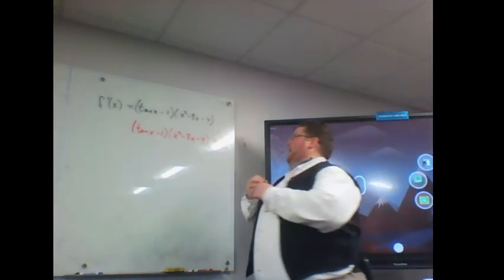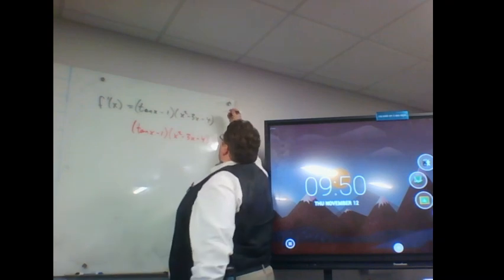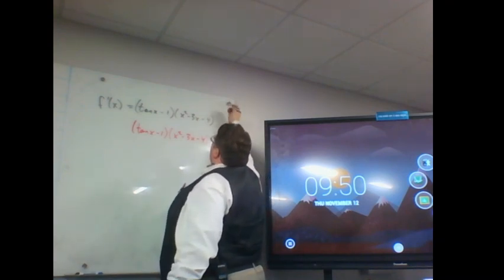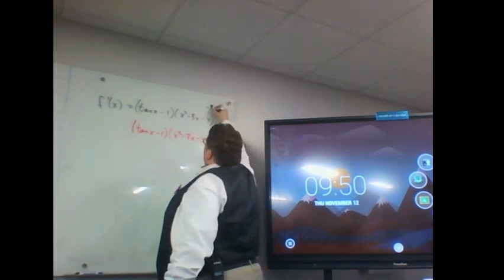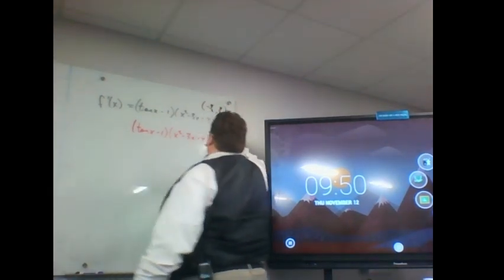Oh, and specifically, we're going to have an interval between negative pi over 2 and pi over 2. That's a common one for tangent.